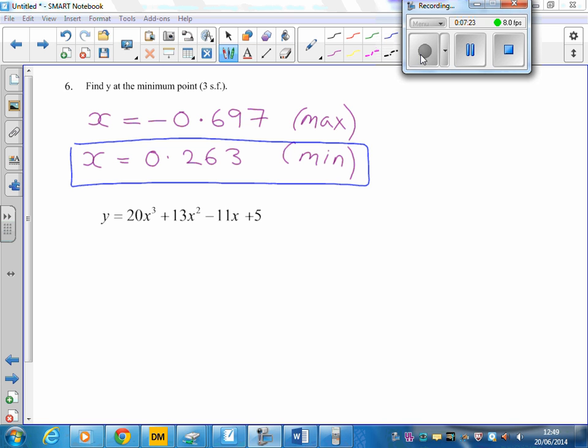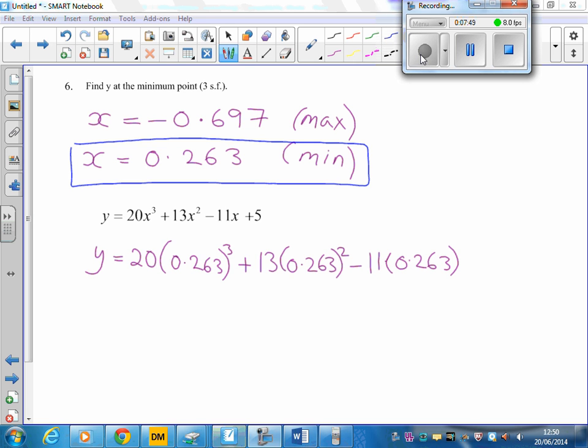So there's the equation given in the question. So y at the minimum point will be 20 times 0.263 cubed plus 13 times 0.263 squared minus 11 times 0.263 plus 5. Working that out gives me a y value to three significant figures of 3.37.